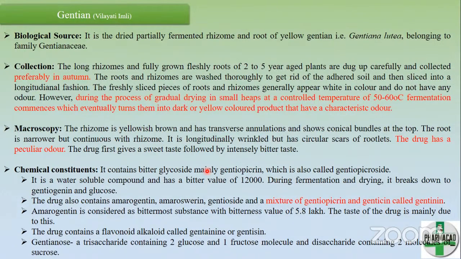Next drug that we see is gentian. Gentian is इसका विलायती इमली नहीं है. By mistake I have got it written here. It is nothing but dried, partially fermented rhizome and root of yellow gentian or Gentiana lutea belonging to family Gentianaceae.